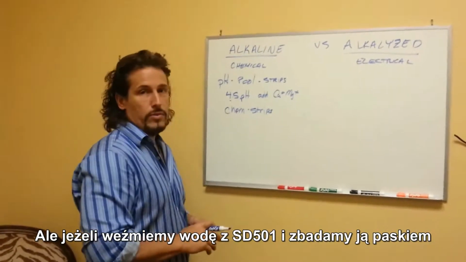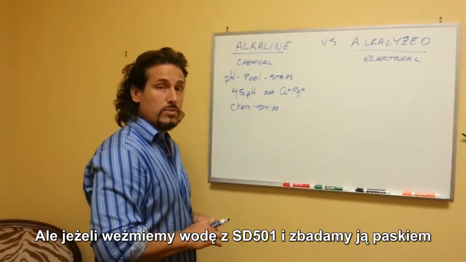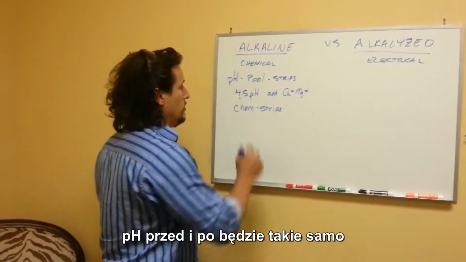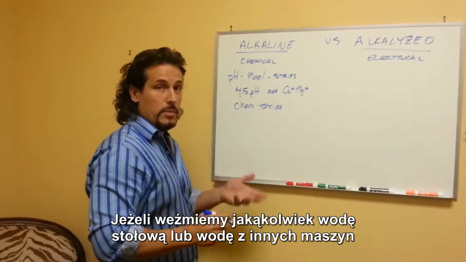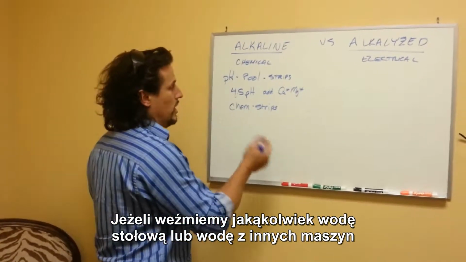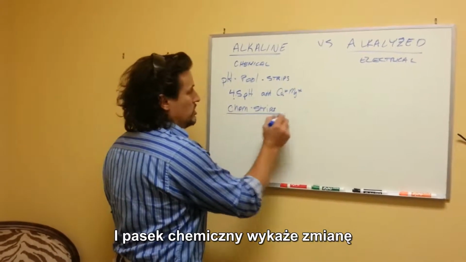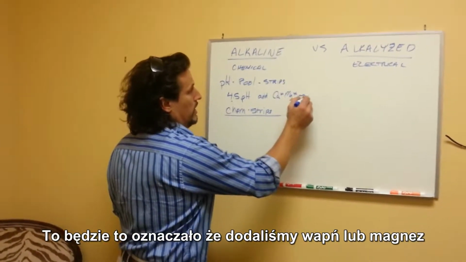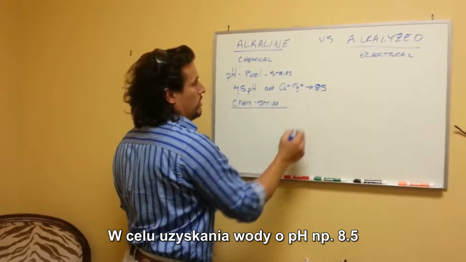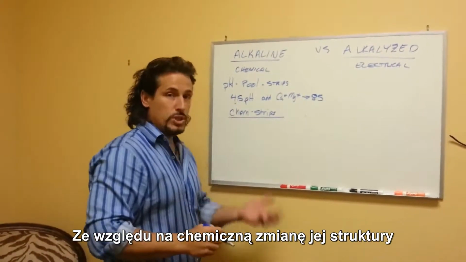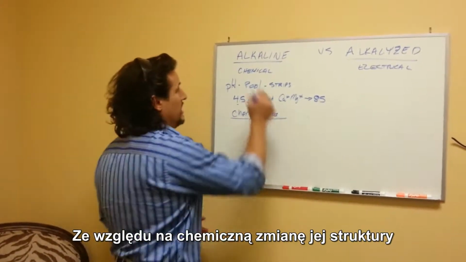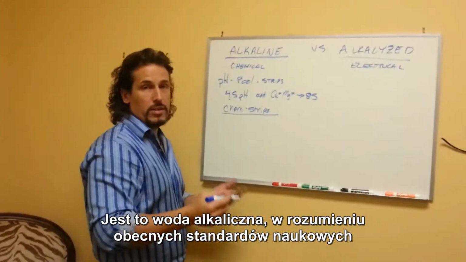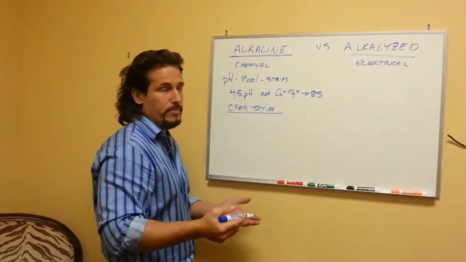If you take the water from the SD501 and you use a pH strip, your before and after will be the same. If you take any type of table water, whatever other machines, and you're getting a change in the chem strips, it means that you've added the calcium and magnesium, and now you get an 8.5 water because of the chemical change in the water. That is therefore by definition to be truly alkaline water by all scientific standards that we use today.